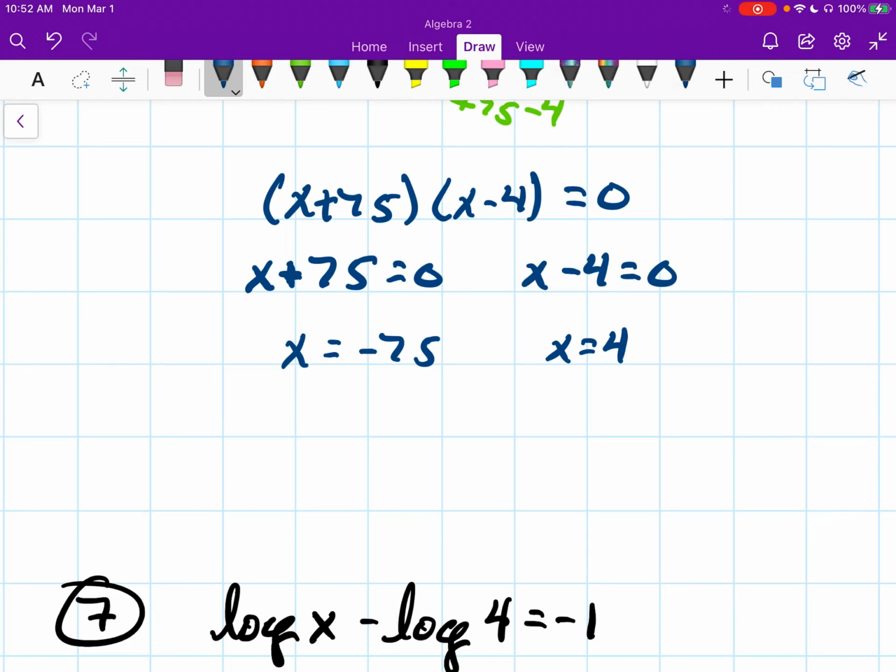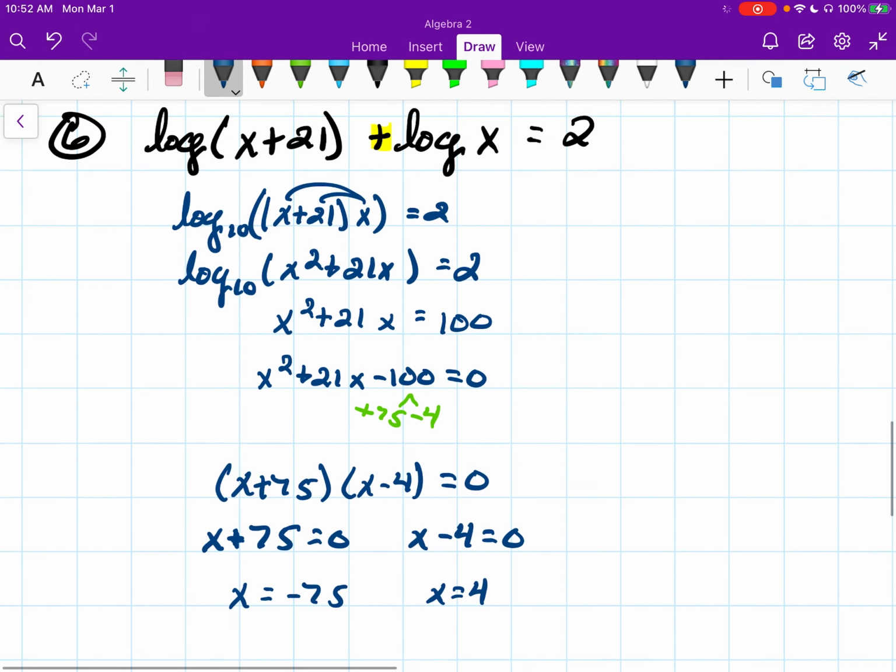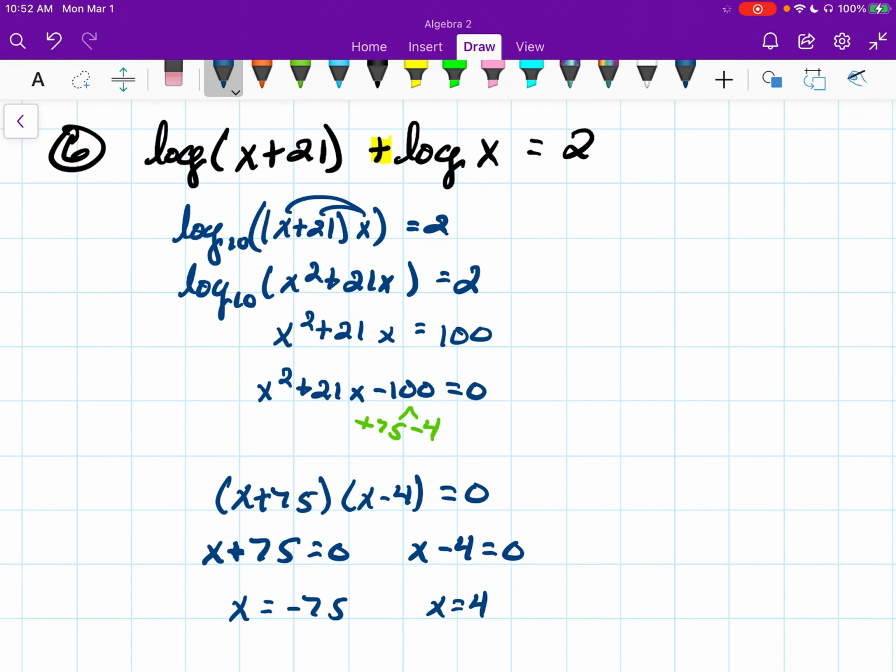Now we need to check our answer here. We need to make sure that both of these make sense. And if you remember back, I think it was maybe the third lesson that we did here, that we talked about logs. Inside the log, like this part here, has to be positive. So that means that negative 75 wouldn't make sense for x. It couldn't be that. We're just going to have x equals 4.